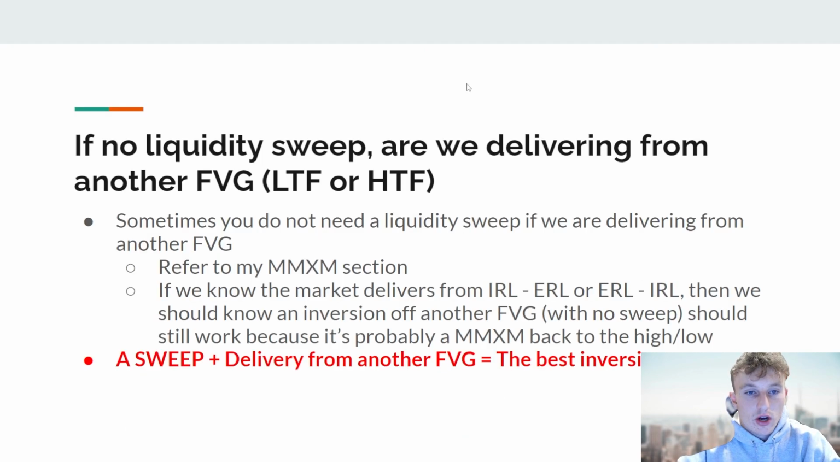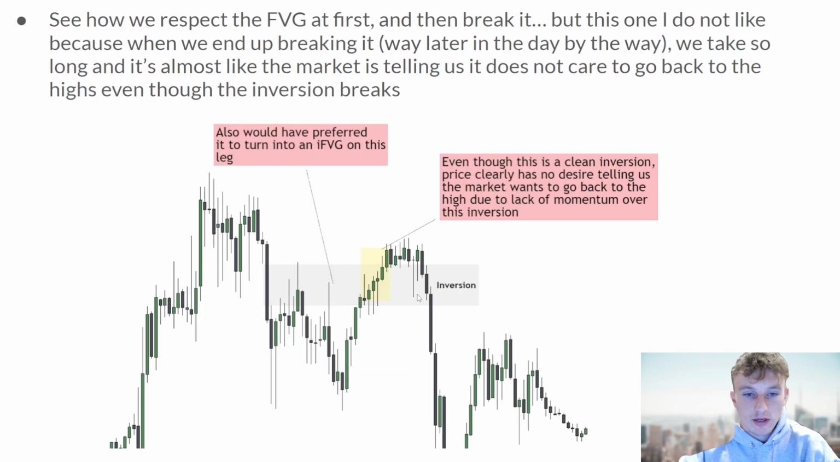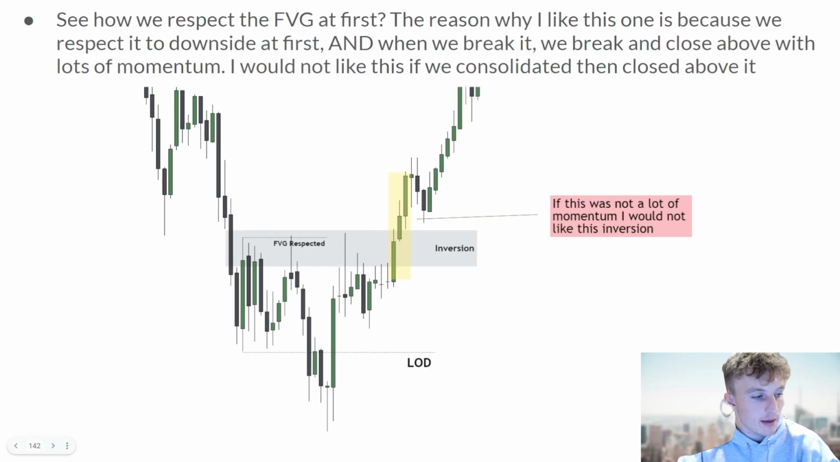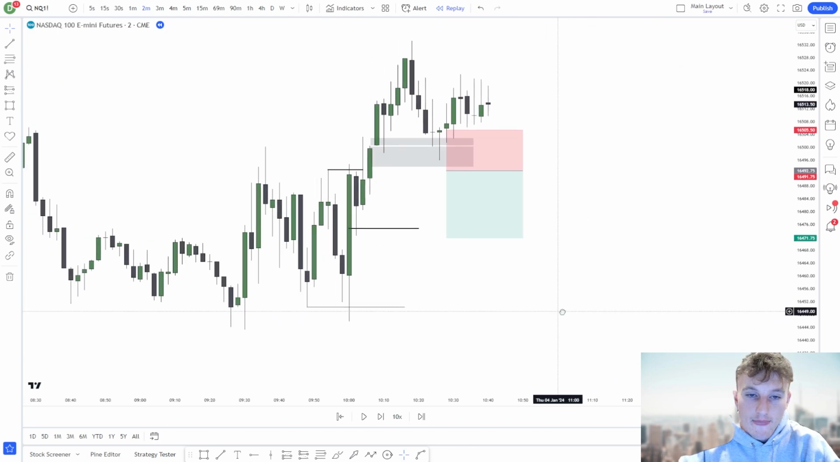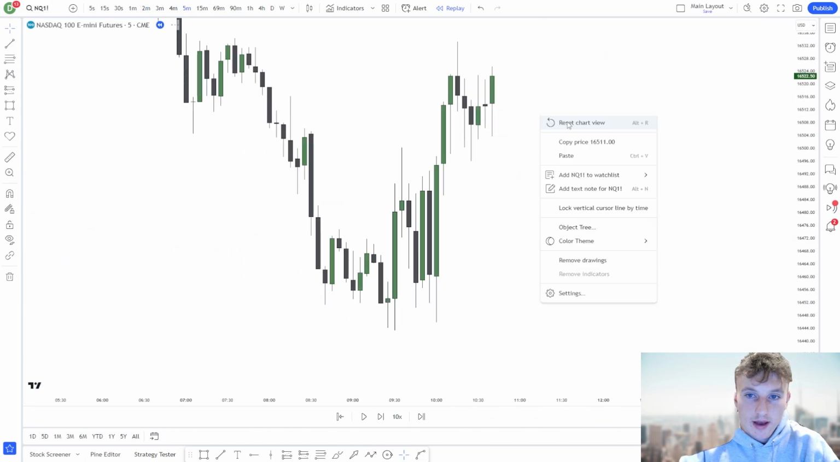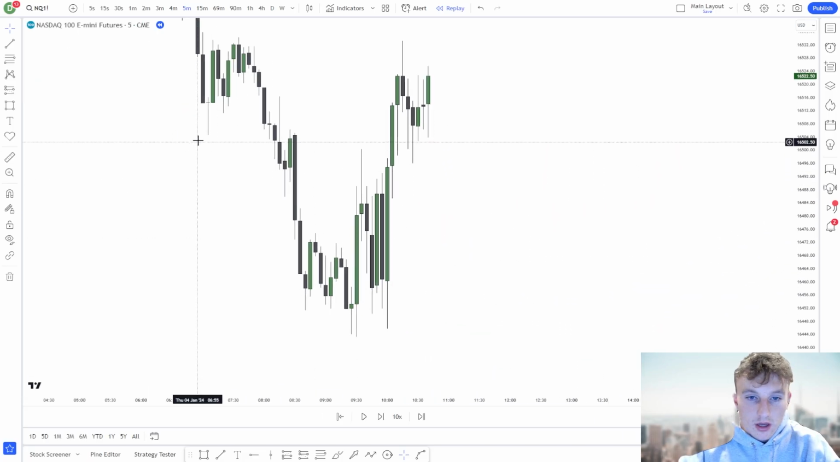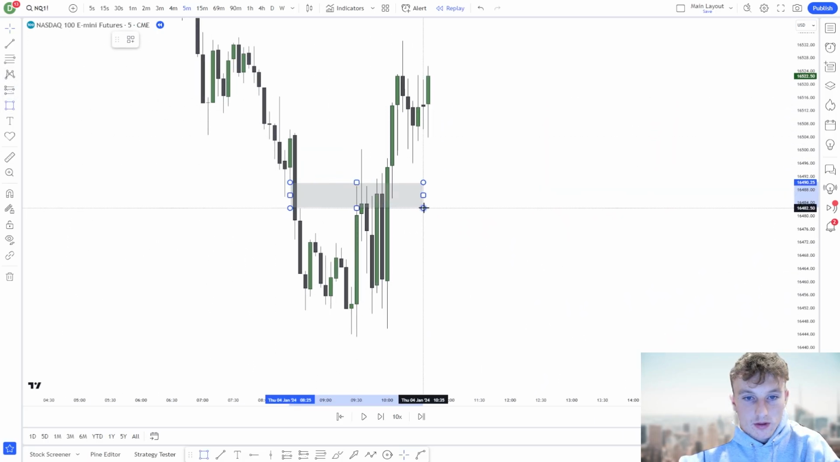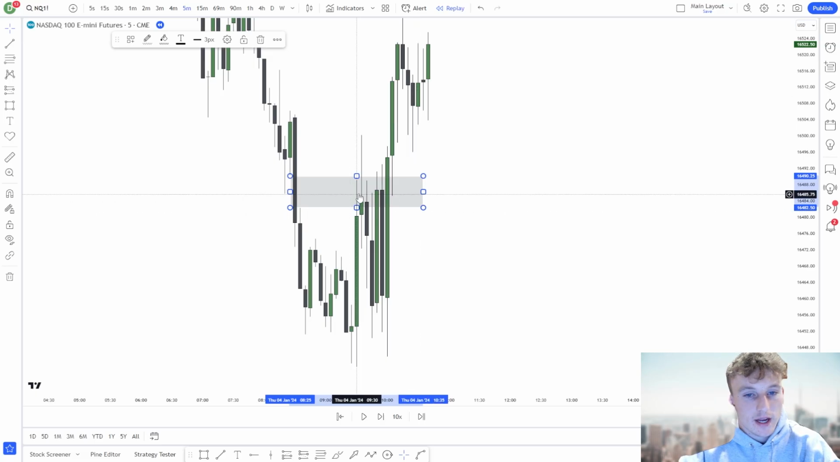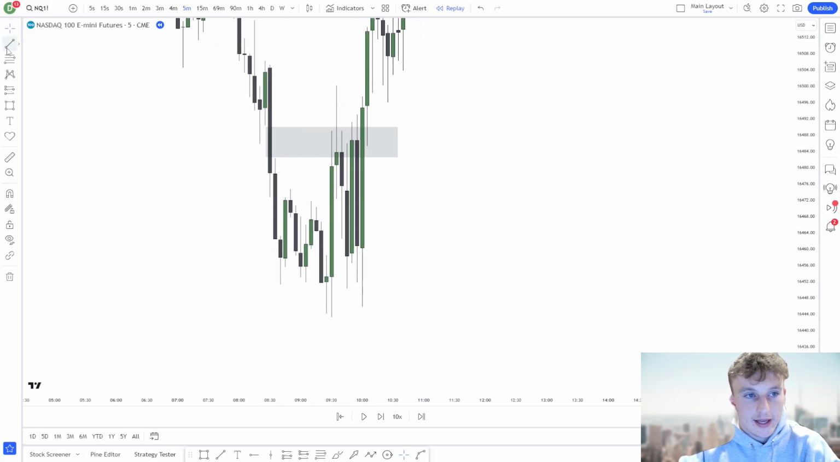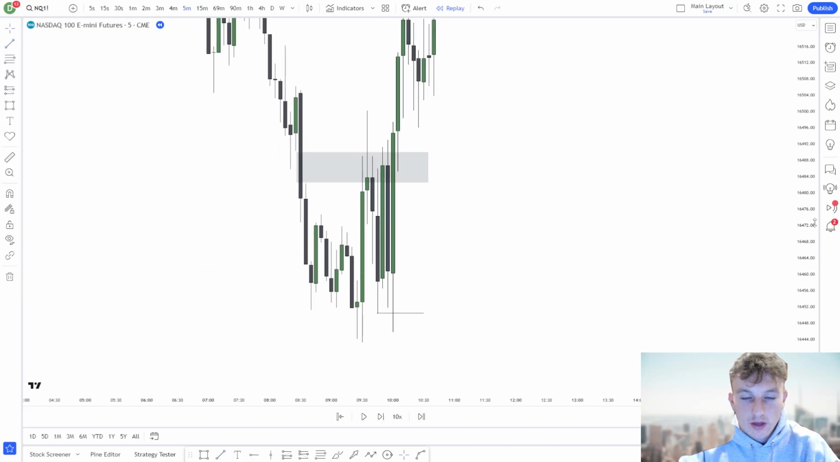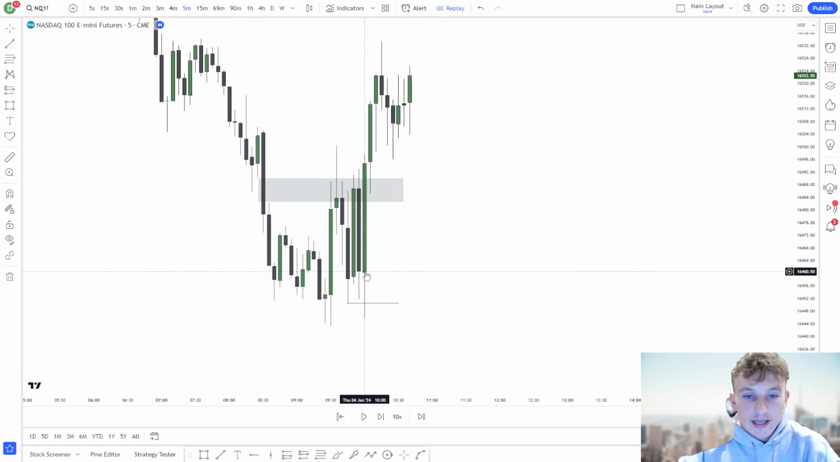All right, so if there's no liquidity sweep, are we delivering from another fair value gap, lower time frame or higher time frame? Okay, and before I actually go to the slide, I want to show you an example of this again. I think I'm going to show an example on the live chart. I'm going to go in the 5-minute time frame here, and I'll show you an example. So you can see right here, we respect this fair value gap here. Okay, the first time. We come back down, we get a sweep of an internal low right here. And you can see, look at the size of this candle going back through an old fair value gap we respected. This is what I like.